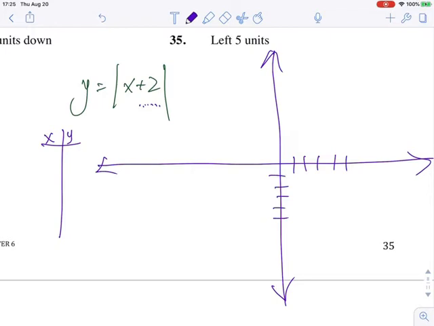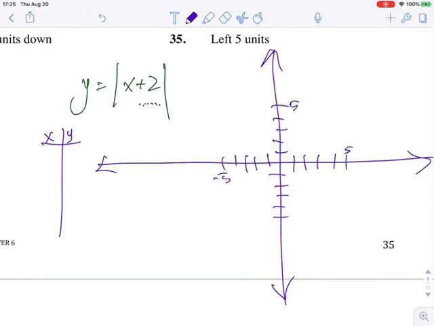All right, so plug in some points. The easiest point is going to be, let's go with 0. If you plug in a 0 for x, you'll get a y value of 2. That's not really what we want, though. What we really want is to see where we plug in a -1. -1 plus 2, that's +1. Absolute value of +1 is 1.